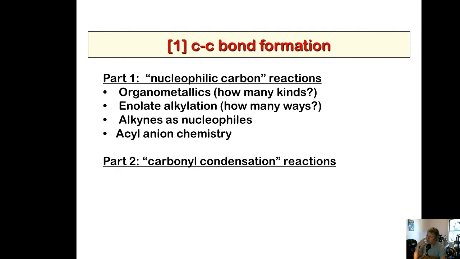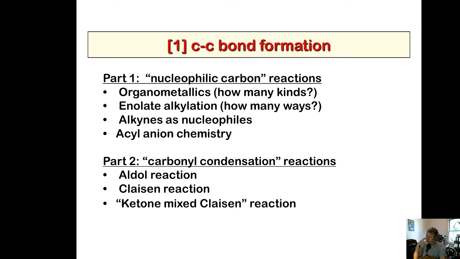Okay, and then we have another section for CC bond forming reactions, carbonyl condensation reactions. These are things like the aldol reaction and the Claisen condensation, etc. The aldol is one. The Claisen is a newish one for you. There's something called the ketone mixed Claisen, which is a variation on the Claisen. Remember, a Claisen is a reaction of two esters, where it could be a diester, like an intramolecular Claisen. The ketone mixed Claisen is usually a ketone and an ester, and they react and you get a different product.